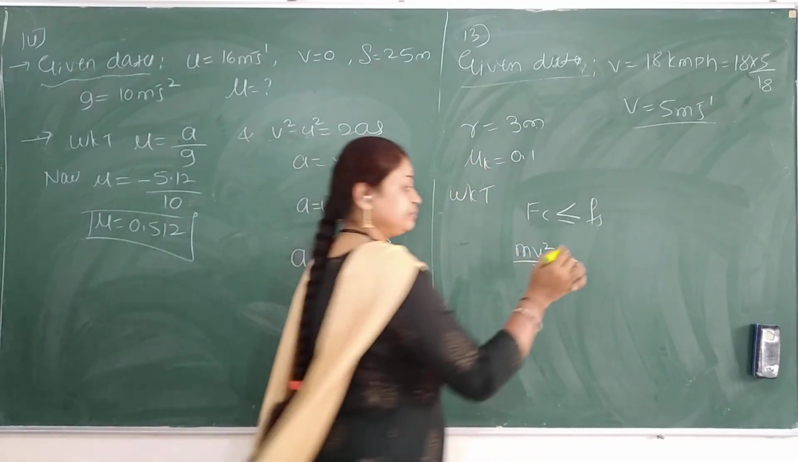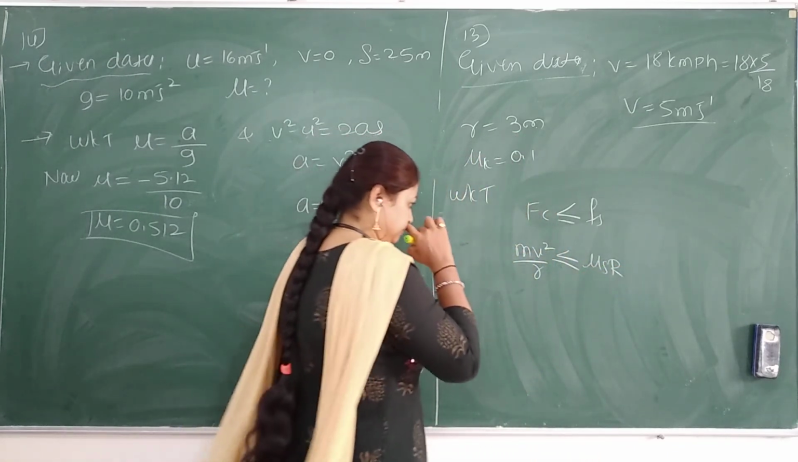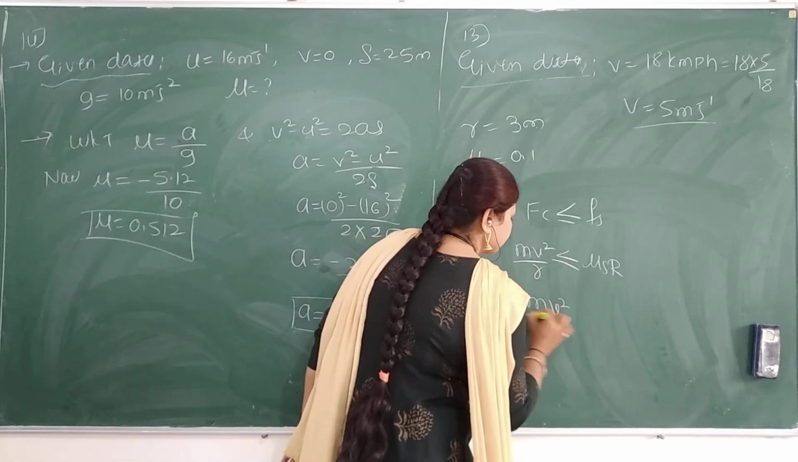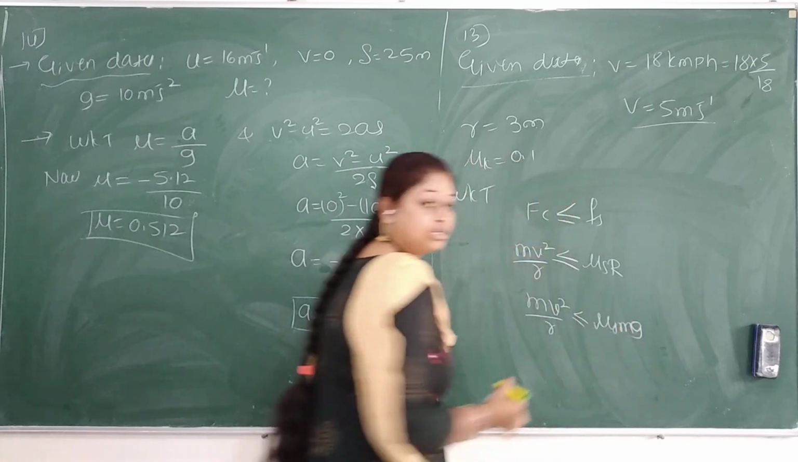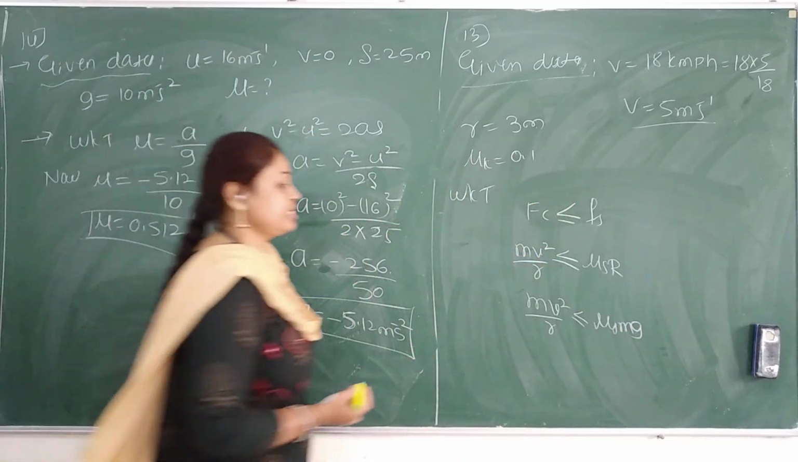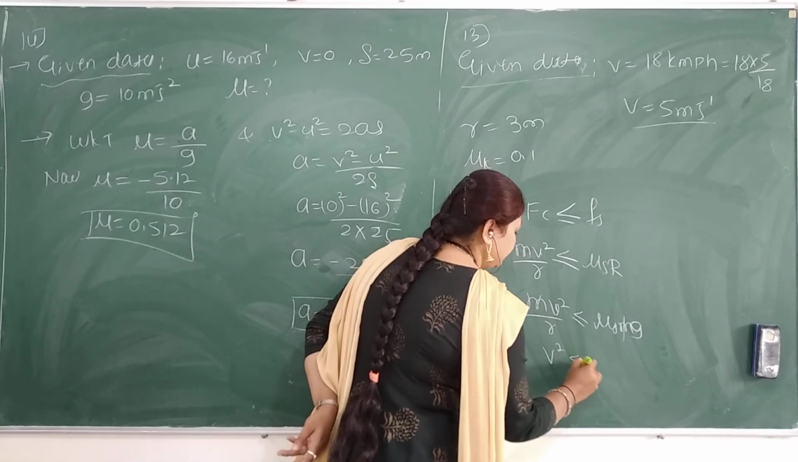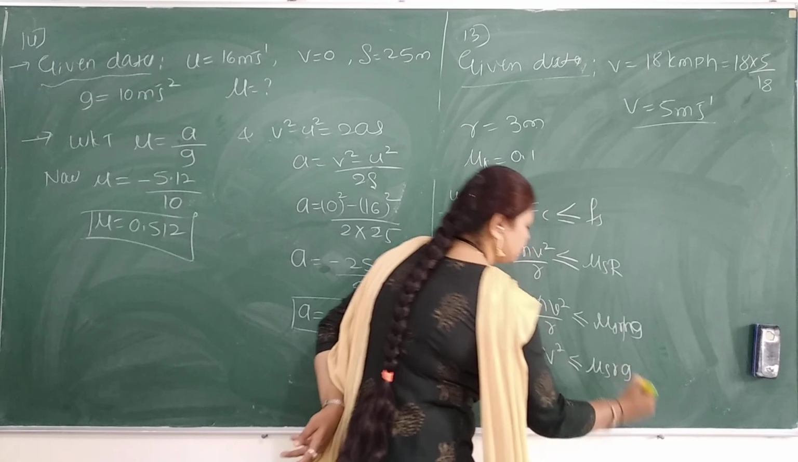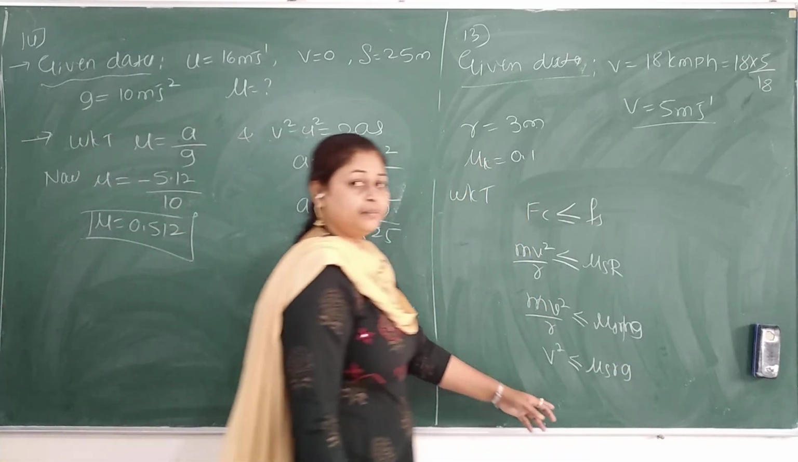mu s into R. Now this R can be written as mu s into mg. Here m and m cancel out. What is left? v² is less than or equal to mu s r g. Is it clear?